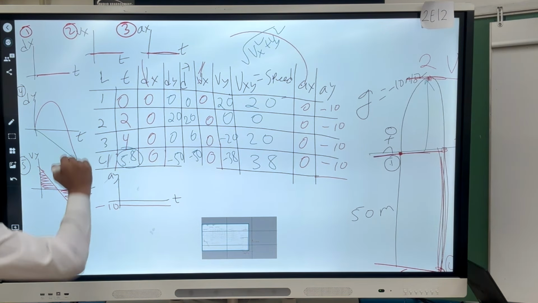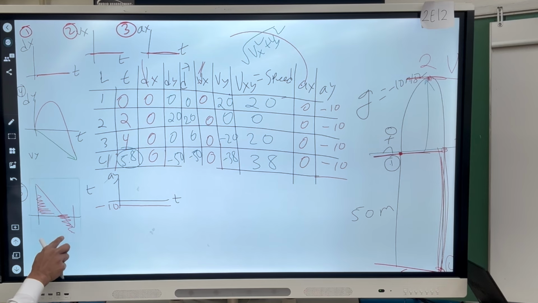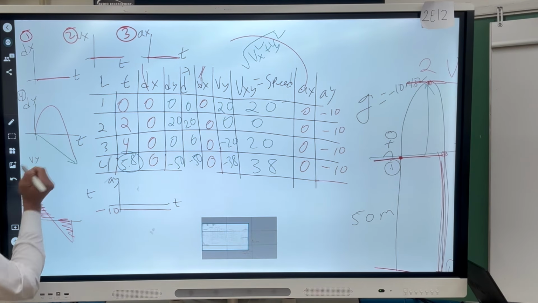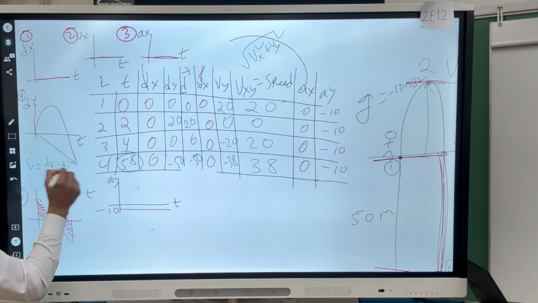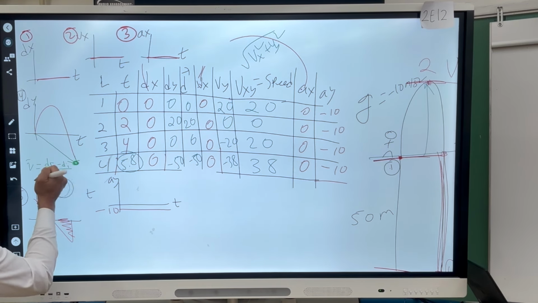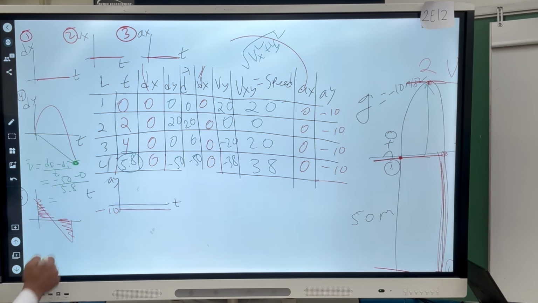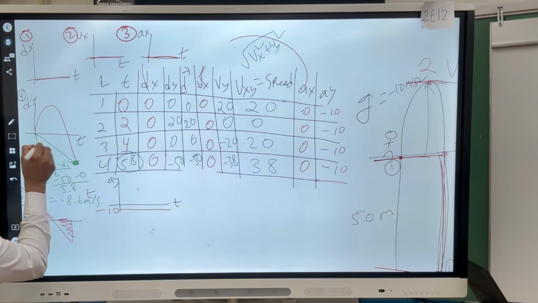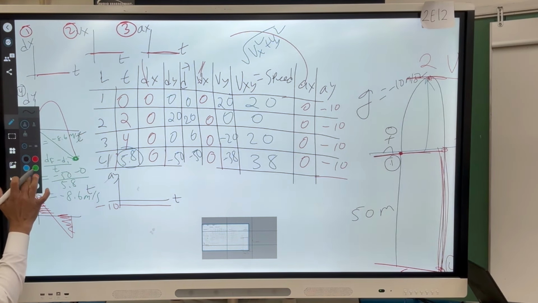This is average velocity. So what is the average velocity? Average velocity is df minus di over t. df is minus 50, di is 0, T is 5.8. So this is average velocity, negative 8.6 meters per second. This is also average velocity.